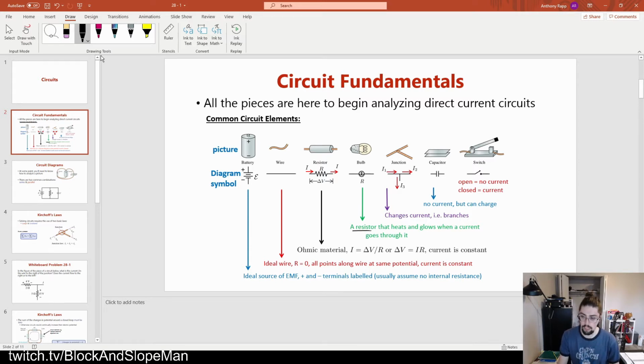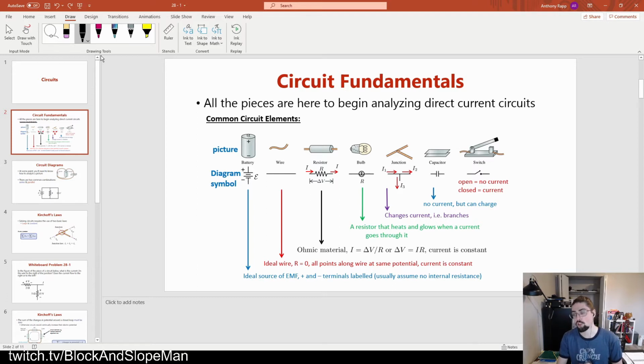But sometimes if we're implying that a resistor will glow brightly, then we'll use this symbol instead, but it's just a resistor. It's just another way to draw a resistor because sometimes we'll use resistors and light bulbs in the same circuit, so we sometimes differentiate them, but not always.